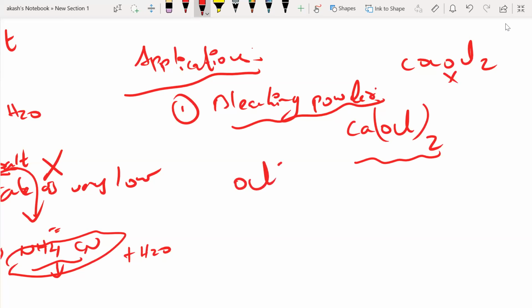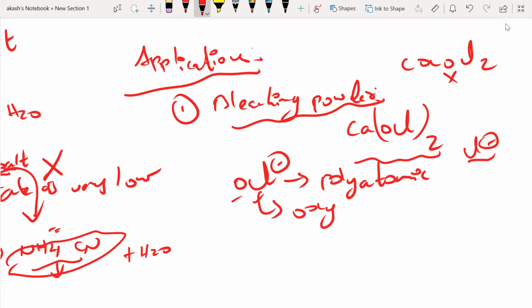This OCl minus again is a polyatomic anion. You can see two types of atoms are there, one is oxygen, the other one is chlorine. I told you there's a difference between monoatomic, like Cl minus, which is made up of only one type of atom, and polyatomic, which is made up of more than one type of atom. In this case, it is oxygen and chlorine. The name of this ion is called oxychloride ion.